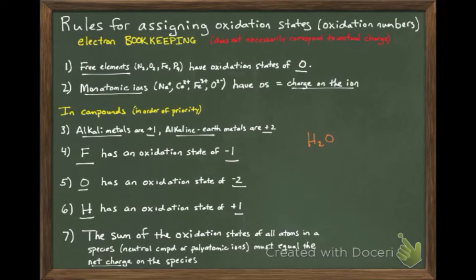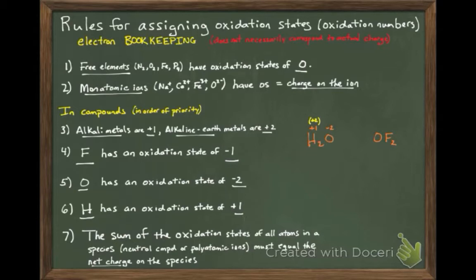H2O first. So we assign oxygen its oxidation state first. Rule number 5, it has an oxidation state of -2. And therefore hydrogen must have, regardless of whether you go by rule 6 or not, it does end up following rule 6, an oxidation state of +1. That means with 2 hydrogens, it's +2 total.